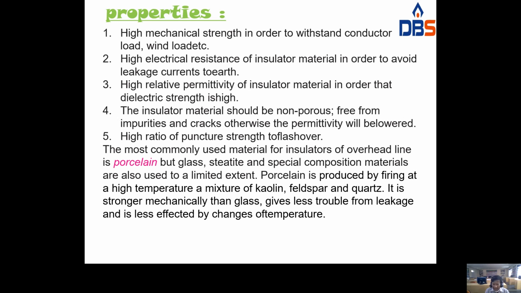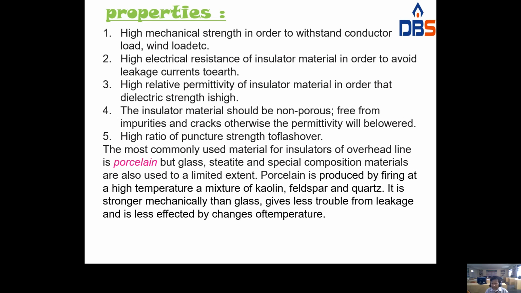The insulator has a high electrical resistance property that avoids current flowing from the conductor to earth. Next, high relative permittivity of the insulator material. High relative permittivity is needed in order to have high dielectric strength. High dielectric strength means it does not get damaged easily over time.